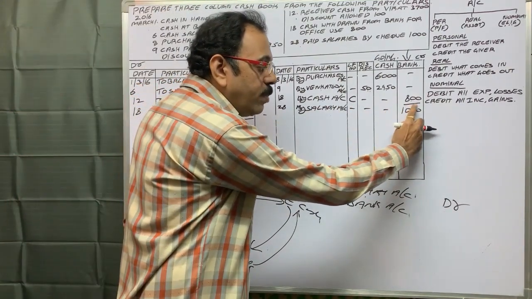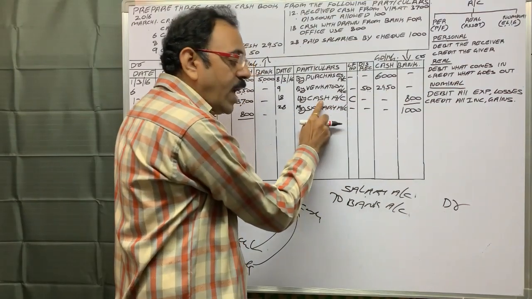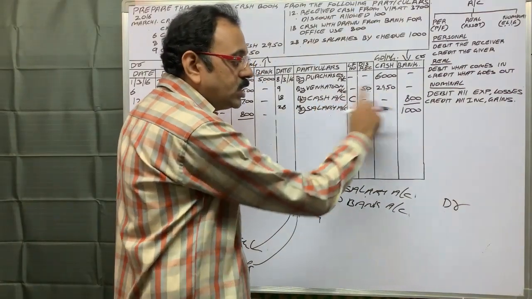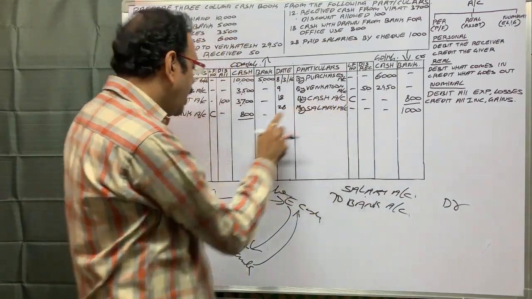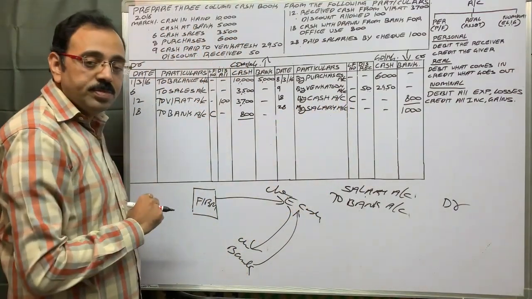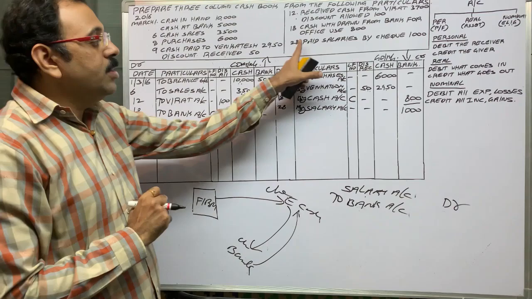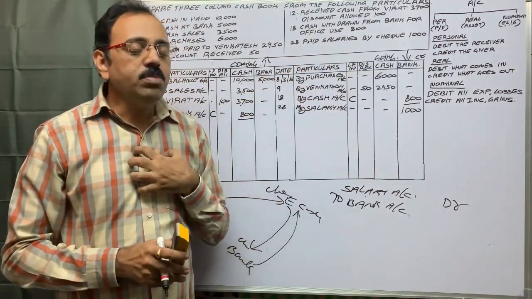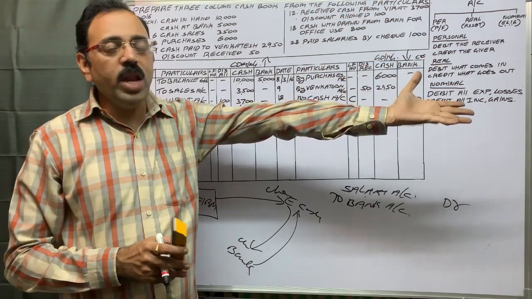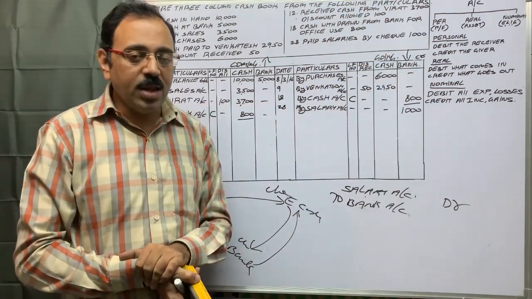No, we should not write bank. So write down cash. Since this is a contra entry, to indicate that, in the LF number column, write down C. Okay. Then paid salary by check. So the firm issued a check to one employee for salary.